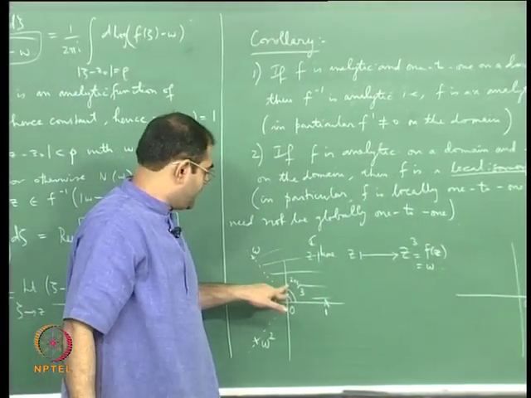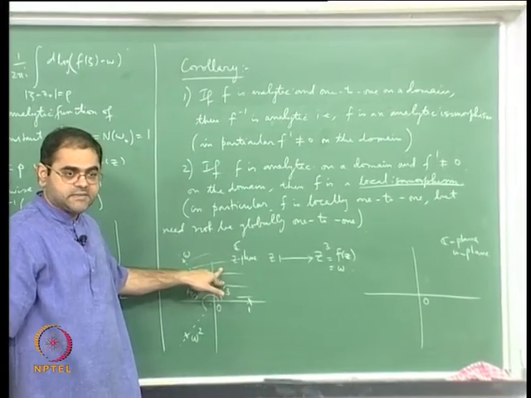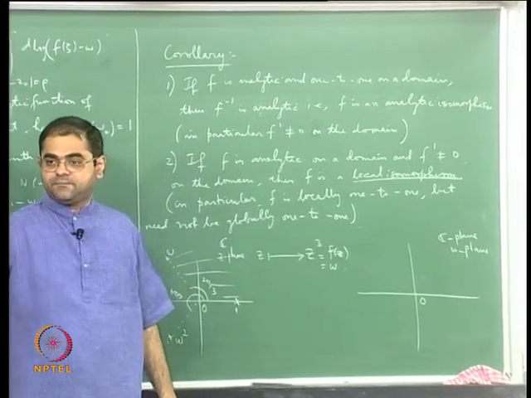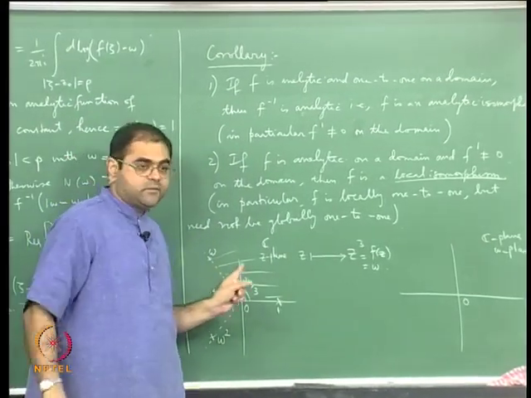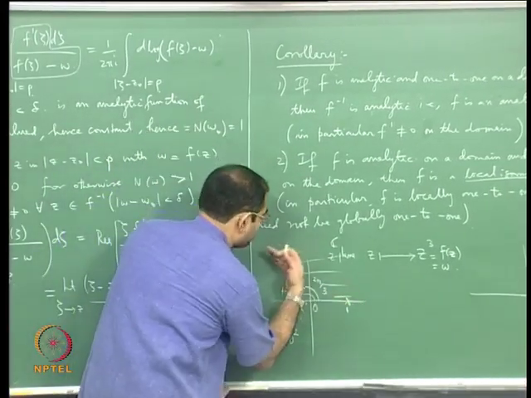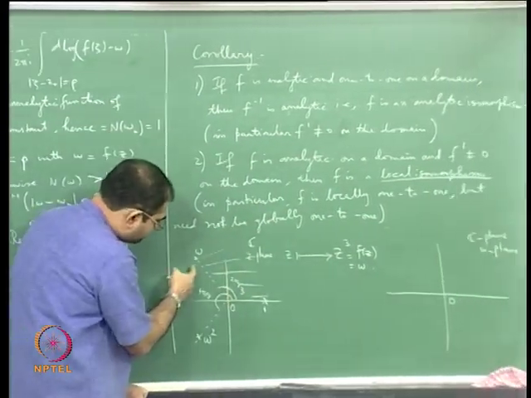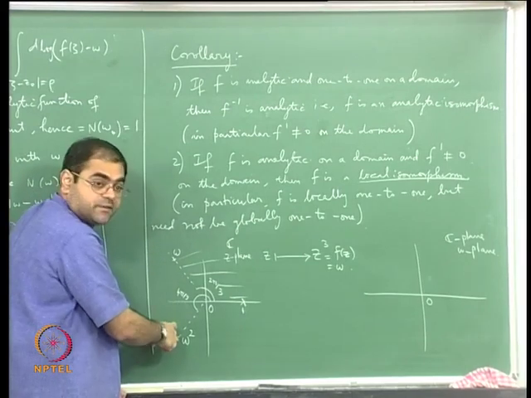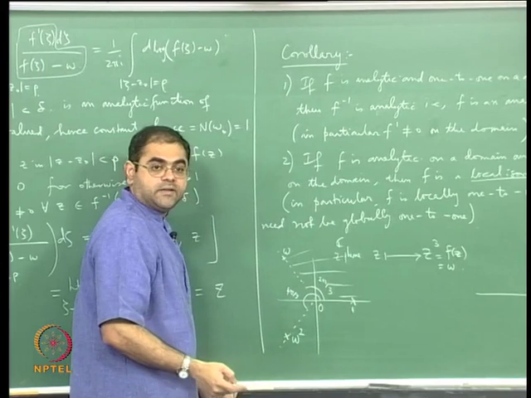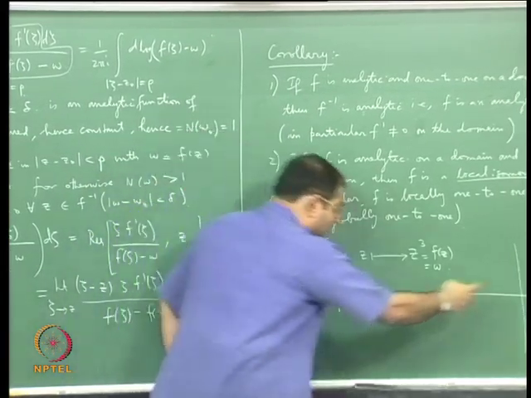because any point here can be written as z equal to r e power i theta. If I apply z cube I will get r cube e power i 3 theta. So as theta varies from 0 to 120 degrees, 3 theta will go from 0 to 360. So this whole sector will be mapped onto the whole plane. Similarly this sector from 120 degrees to 240 degrees will again be mapped once more to the plane, and from 240 degrees to 360 degrees, that will again be mapped once more.